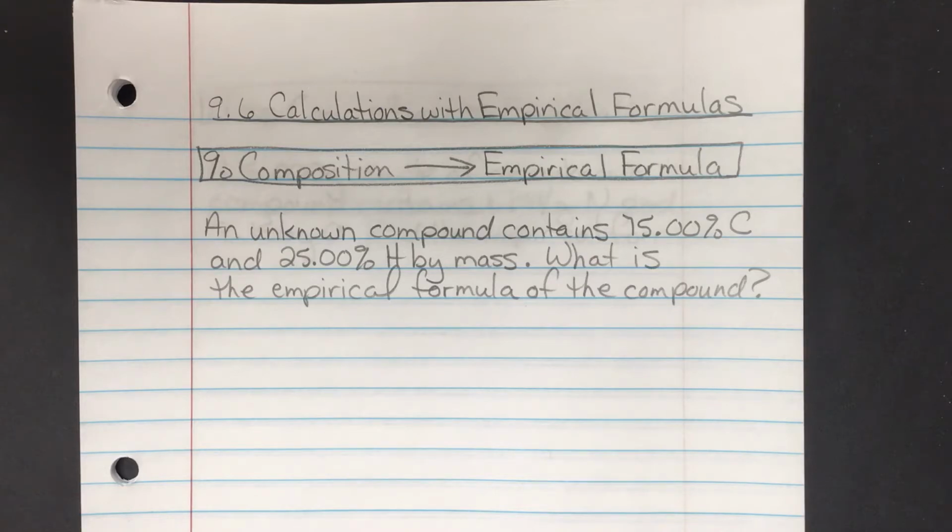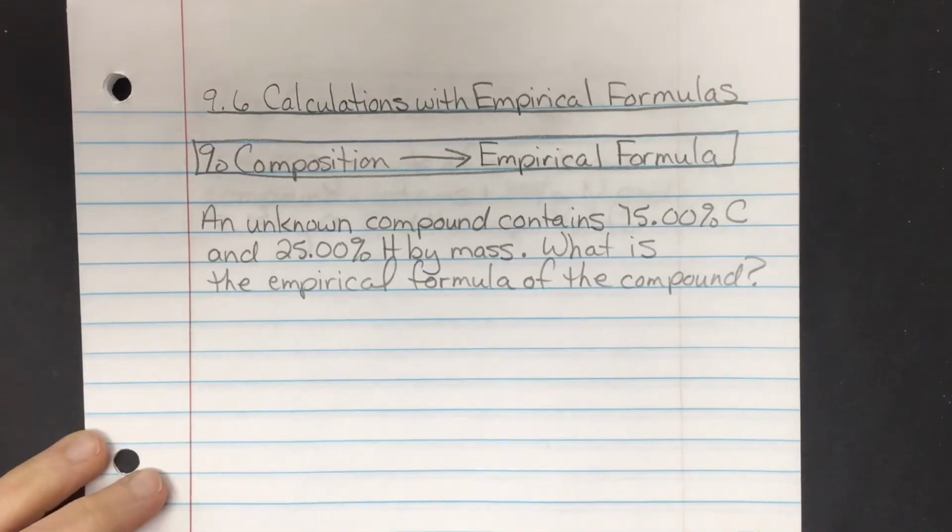This could be used if a chemist is experimenting and trying to make a certain compound to see if they actually made that compound. It might even be they have made something, they don't know what it is, but if they have the percent composition, they can get an empirical formula. So these are real-life calculations that chemists would use. So let's take a look at how we do this.